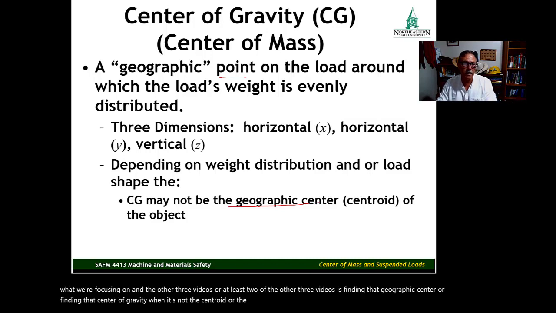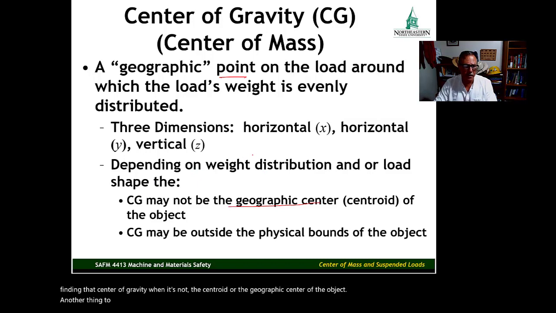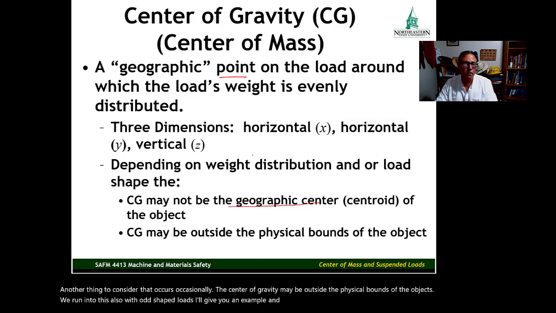of the object. Another thing to consider that occurs occasionally, the center of gravity may be outside the physical bounds of the object. We run into this also with odd-shaped loads. I'll give you an example in subsequent slides of types of objects where this center of gravity is not within the physical bounds of the object itself.